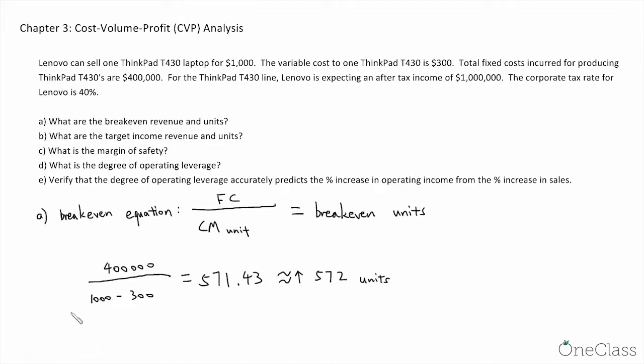Now, to calculate the break-even sales using the rounded number, we multiply by $1,000, because one computer sells for $1,000. This much dollar amount in sales. So these are your answers.